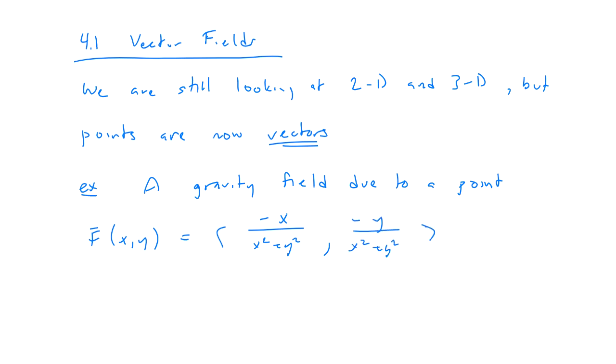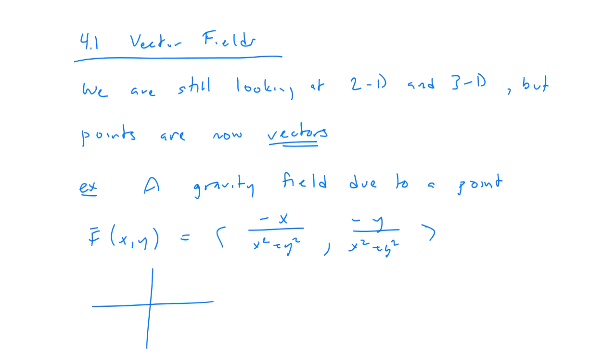So this is our function. But now each of these points, so if I put in a value of x and y, so for example, if I put in point x equals 1 and y equals 0, which gives me negative 1, 0, that is now a vector.